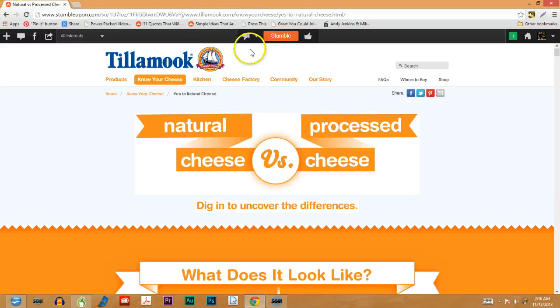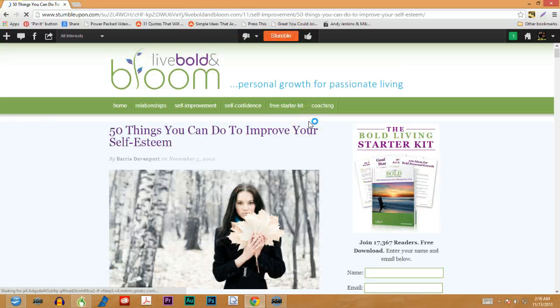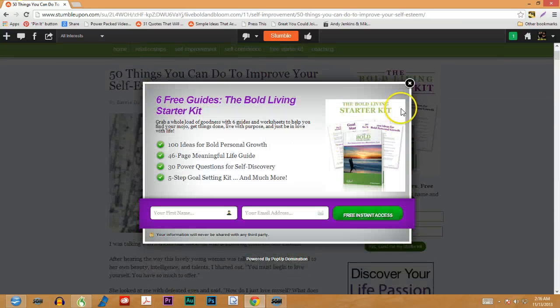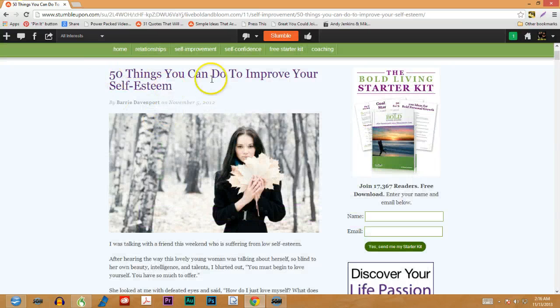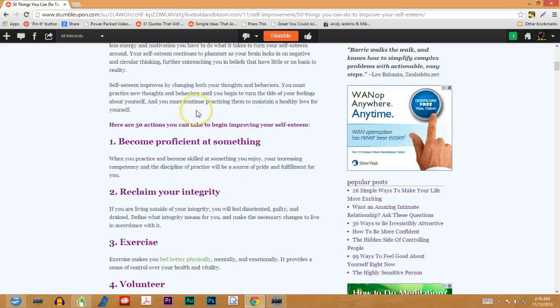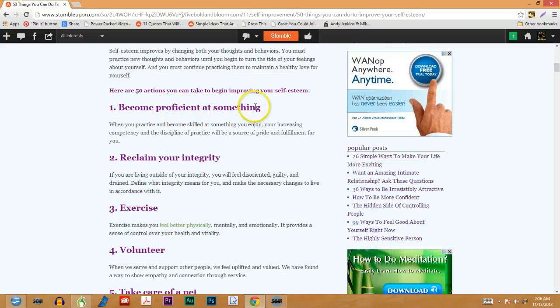Natural versus processed cheese. Interesting. 50 things you can do to improve your self-esteem. Guys, articles like this, okay, let's look at it. Become proficient at something. This is 10 articles, okay? If you broke it down and really thought about it, this is a lot of articles that you could write just about this first thing.